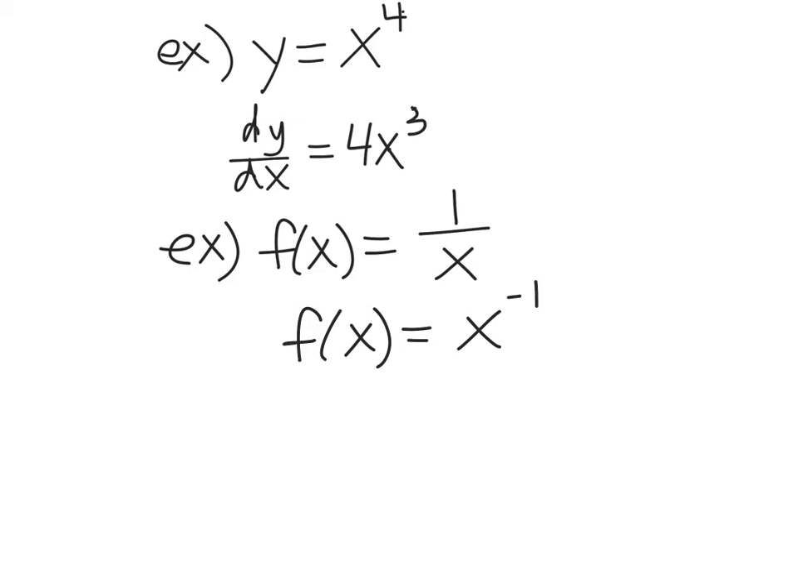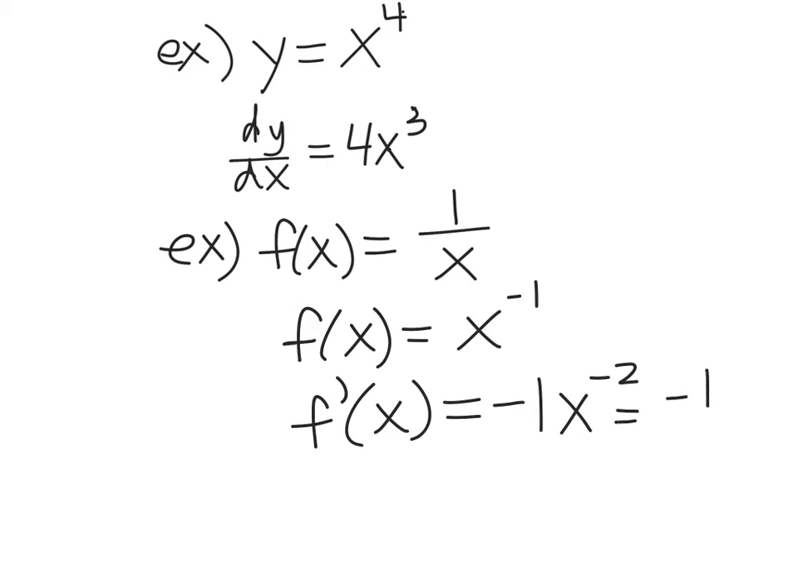And so now let's use our power rule to find the derivative. Let's find f prime of x. What we're going to do is take that negative 1, move it down to the front, and then subtract 1 off. And so we end up getting negative 1 over x squared. We've seen that quite a few times, right? When we did these last chapter.